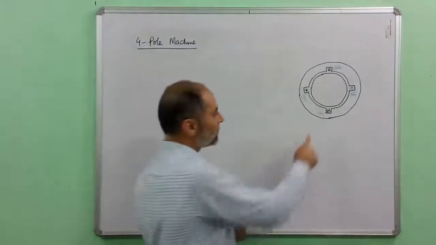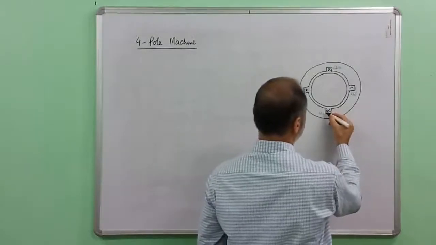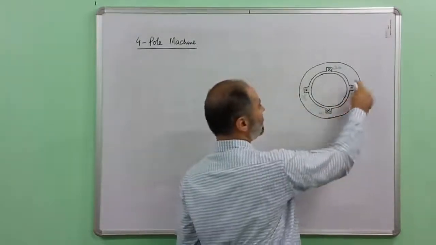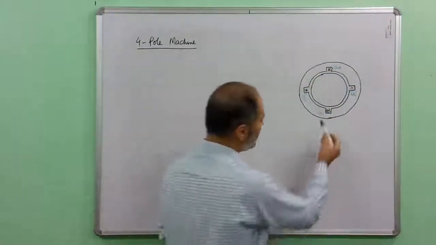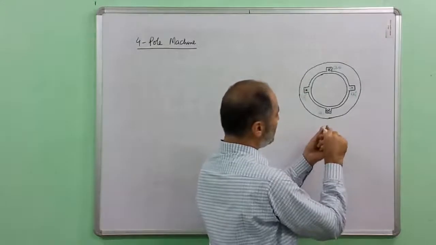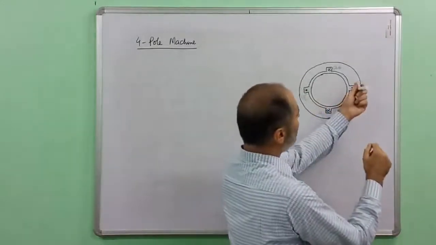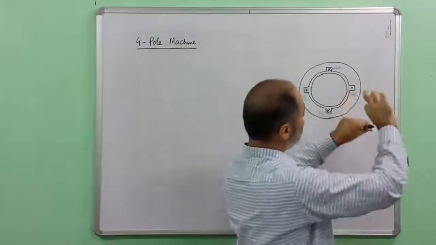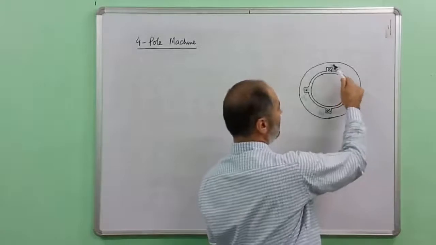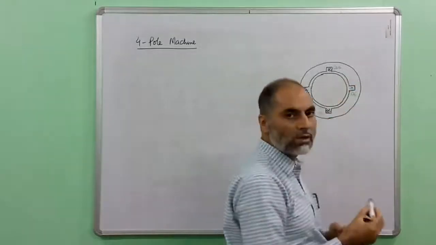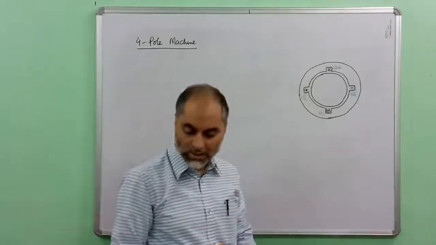For this distribution of current, again, if we apply the corkscrew rule, we'll see that each coil side will establish a flux. We see that the current in this coil side will establish a flux in the clockwise direction, and the current in this coil side will establish a flux in the anti-clockwise direction. Here again clockwise, and here again anti-clockwise. Let's draw a few representative flux lines.